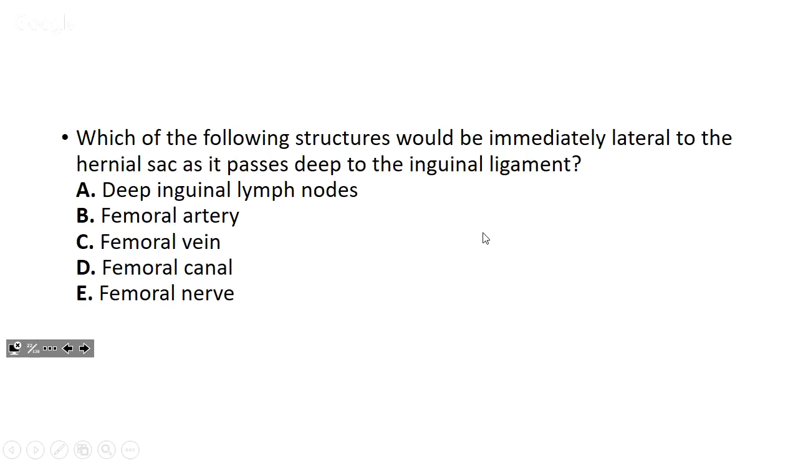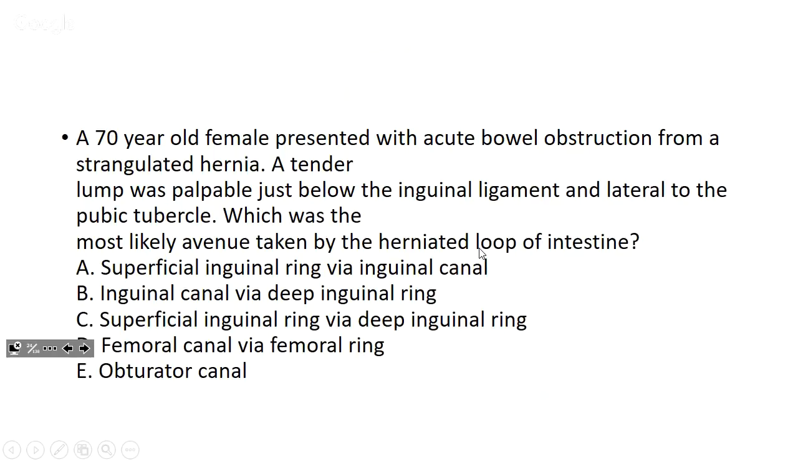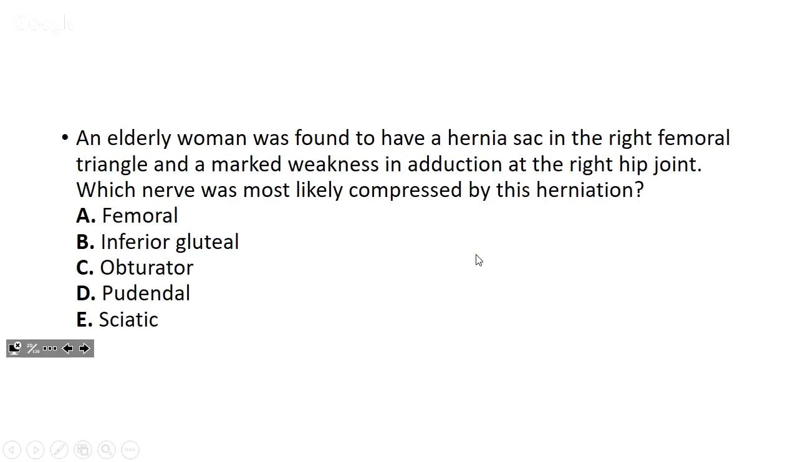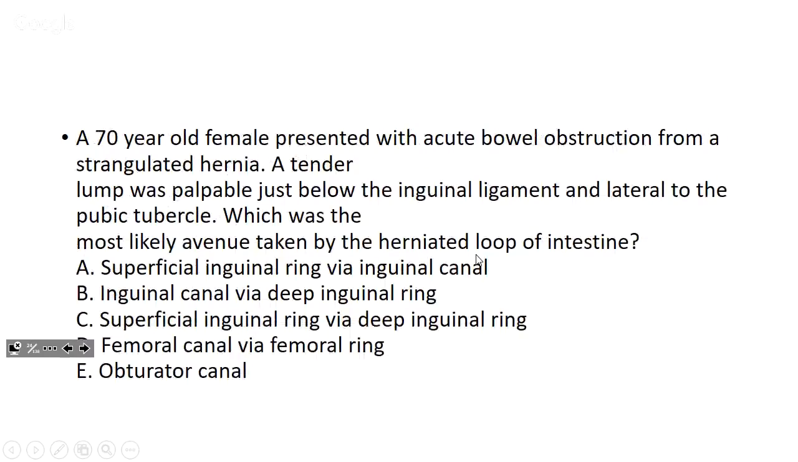So it's the femoral vein. Okay, so I think, yeah. Okay, next one is acute bowel obstruction from a strangulated hernia. So what does a strangulated hernia indicate? And it's just below the inguinal ligament and lateral to the pubic tubercle. So where's that? So I think, yeah, the previous one was not femoral hernia. It was inguinal, sorry.